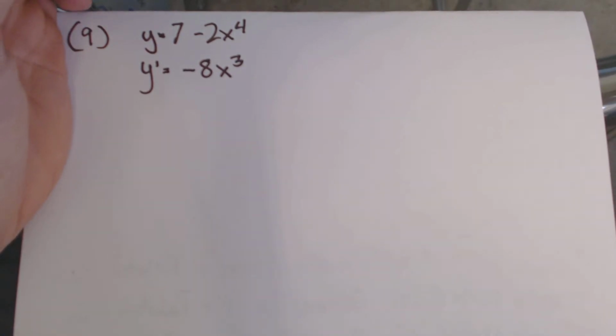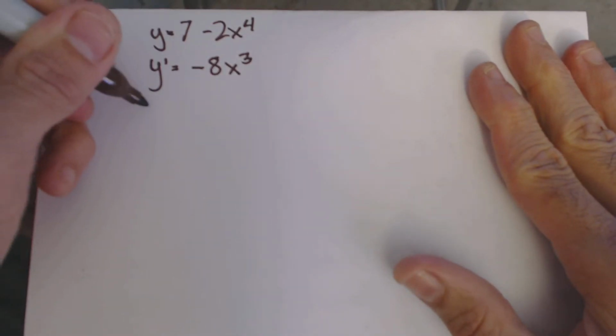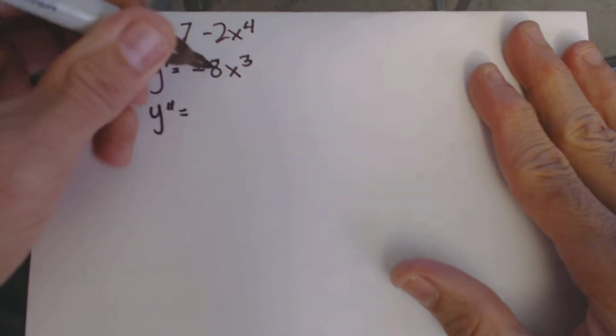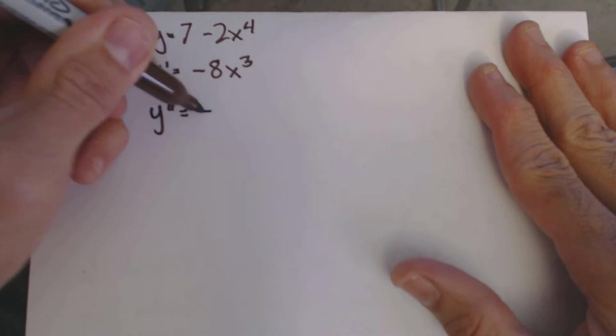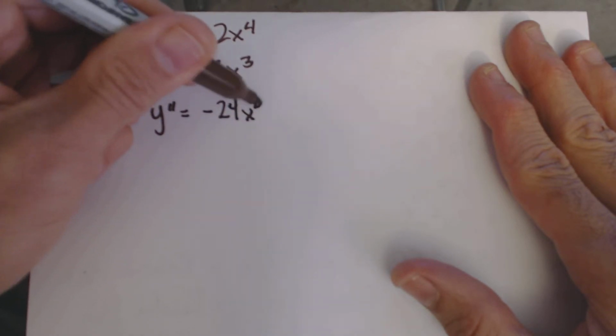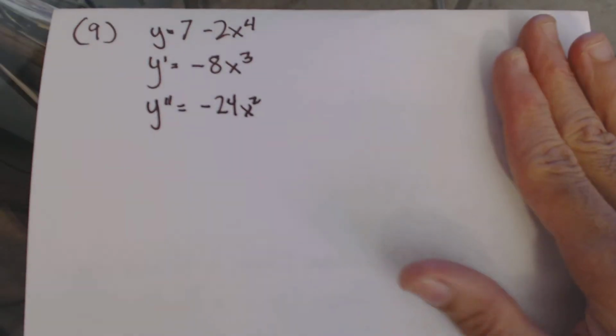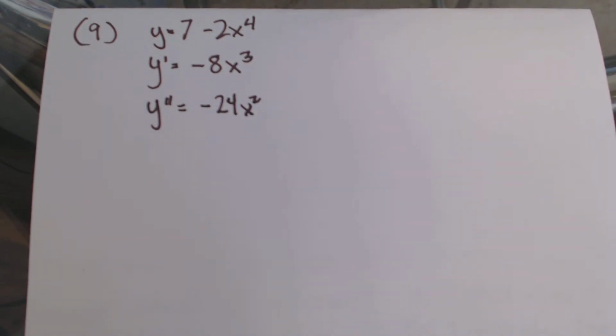So let's evaluate the second derivative when x equals 0. Y double prime equals negative 24x squared. When x equals 0, the second derivative is 0 as well. And so the second derivative test is not going to help us in this case. We're not going to be able to figure out if 0 is a relative max or a min.